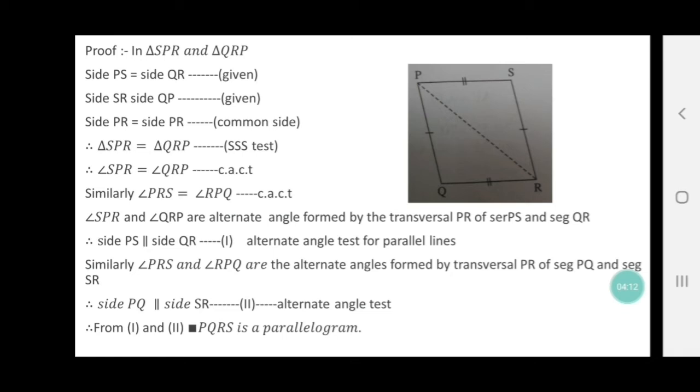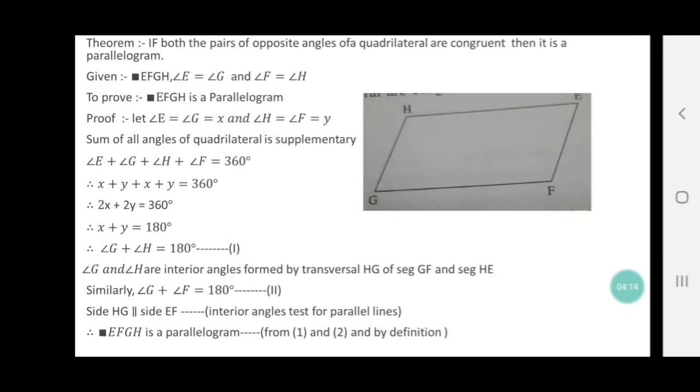Now we move on to the next theorem. In that theorem, what we have been given: if both the pairs of opposite angles of a quadrilateral are congruent, then it is a parallelogram. Okay. Now here the figure is given to us.